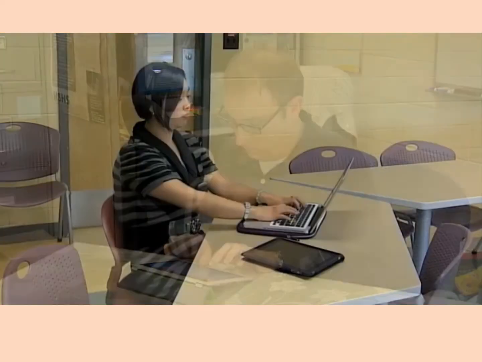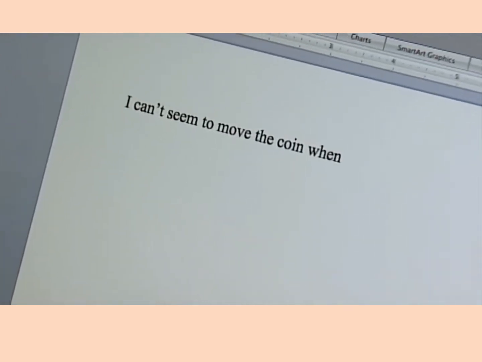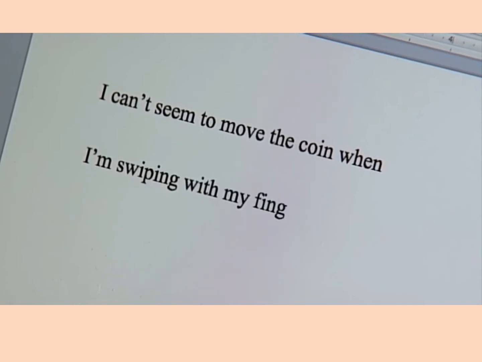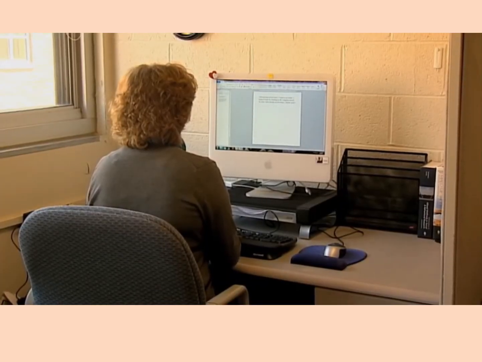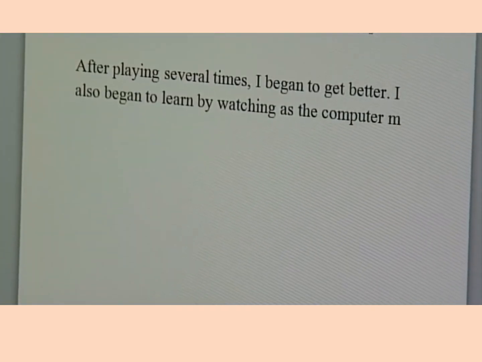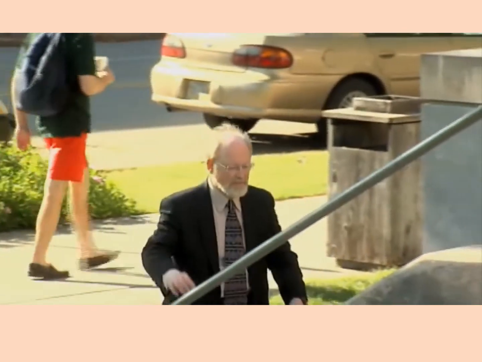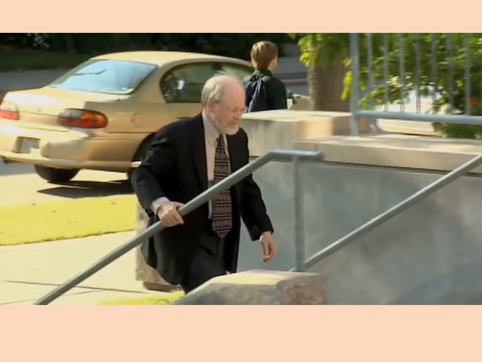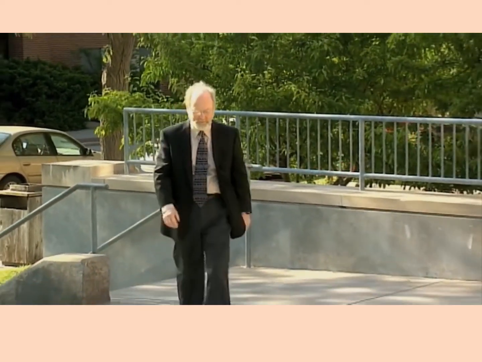But what they each do after playing Coin Soccer is very unusual. I can't seem to move the coin when I'm swiping with my finger. They enter their personal reactions in a journal. I also began to learn by watching as the computer moved its coins. It's all part of research being conducted by Dr. John Creswell, an applied research methodologist here at the University of Nebraska.